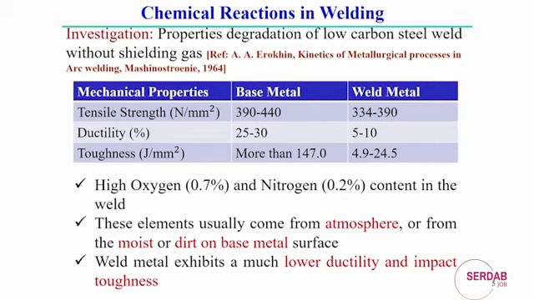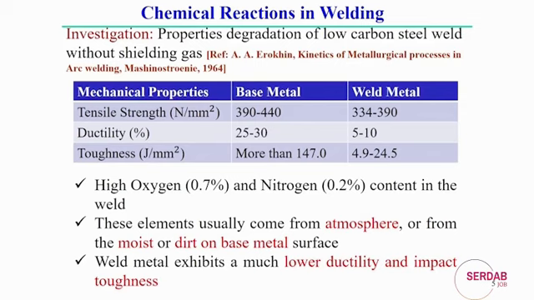Here we see that high oxygen and nitrogen content was found in the weld joint: around 0.7% oxygen and around 0.2% nitrogen with the plain weld metal if you do not use any kind of shielding gas. That means during the welding process at this high temperature, the molten pool reacts with the surrounding atmosphere, and oxygen and nitrogen are absorbed within the molten pool.